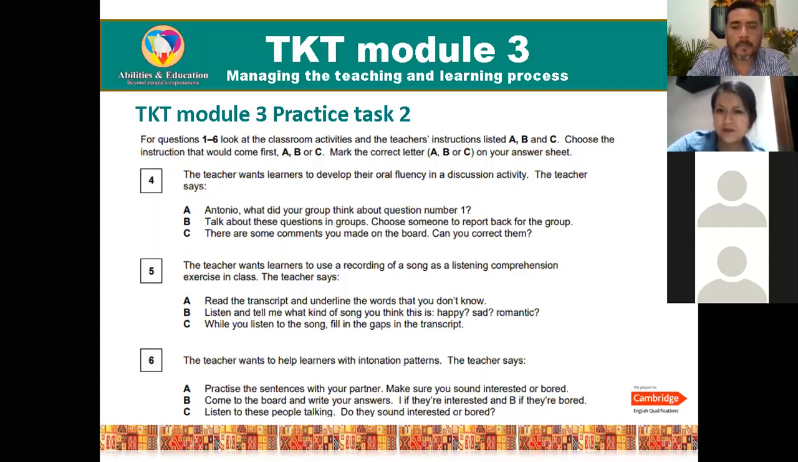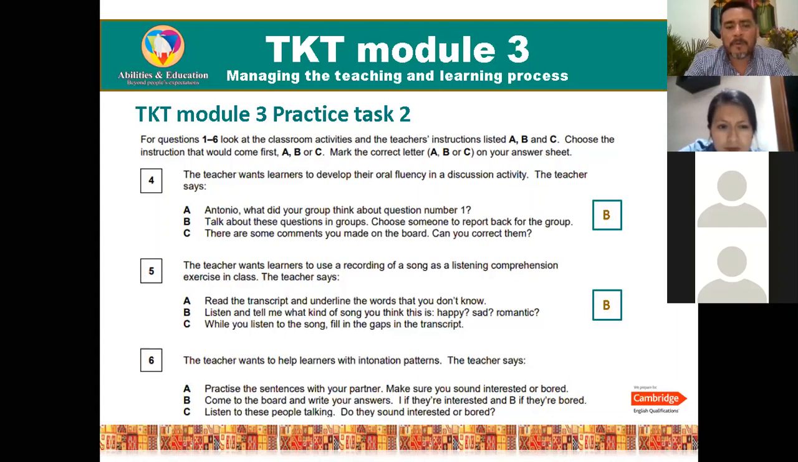Excellent. Number five. The teacher wants to play a recording of a song as a listening comprehension exercise in class. What does the teacher say first? Listen and check. Letter B. Yes, first the teacher says, B. Tell me what kind of song you think this is. Happy song, sad, romantic. All right, good.